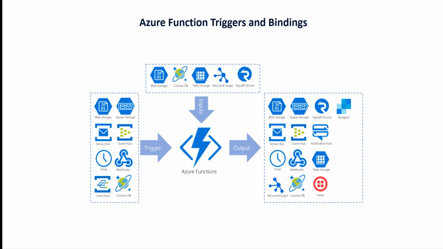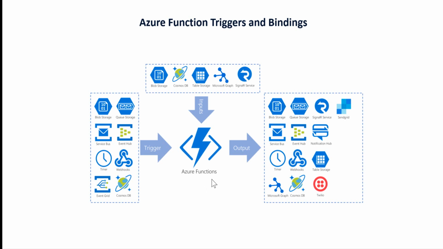Triggers are what causes a function to run. A trigger defines how a function is invoked, and a function must have exactly one trigger. This trigger has associated data, which is often provided as the payload of the function.